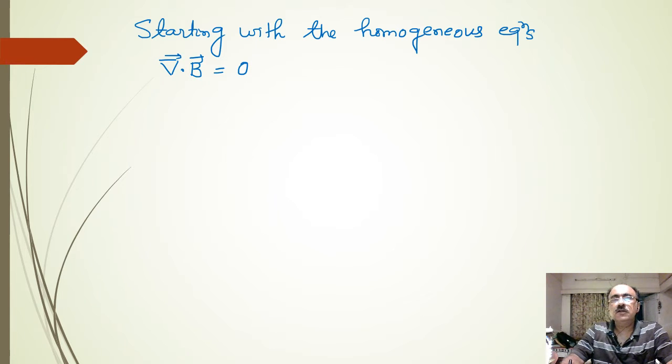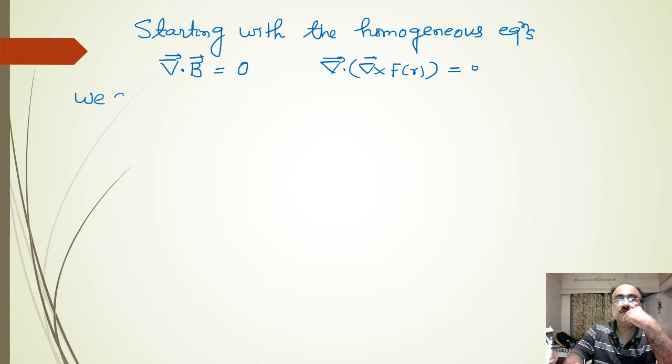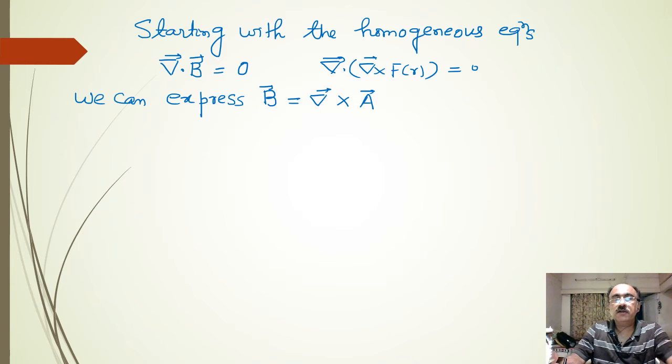We all know that the divergence of the curl of a vector field f of r is always 0. So divergence of the curl of a vector field is 0, and here we have a vector field whose divergence is 0. So naturally we can express B also in terms of the curl of a vector field, and suppose it is the curl of a vector field A.